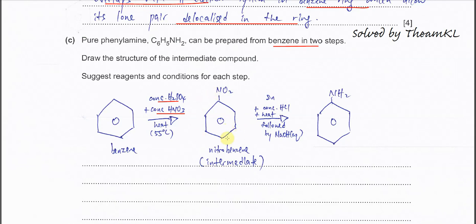Nitrobenzene is the intermediate. And we need to reduce this nitrobenzene, then it can form phenylamine. In order to reduce the nitro group here, we must use tin with concentrated HCl, of course with heat. After that, it must be followed by sodium hydroxide, because we need to convert the compound to the amine. So therefore, at the end, you get this phenylamine.